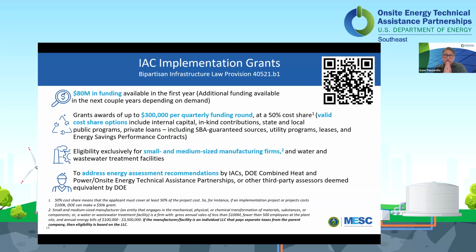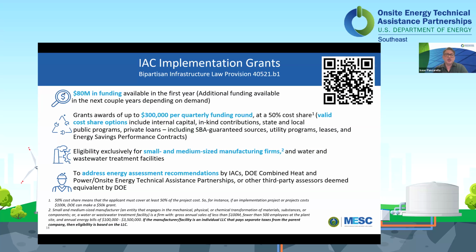One of the grant programs available right now, on the next slide, are the IAC implementation grants. These were put into place under the Bipartisan Infrastructure Law. There is available funding of up to $300,000 per quarter for eligible entities. Primarily, eligible entities are medium and small size manufacturing firms, as well as water and wastewater treatment facilities.